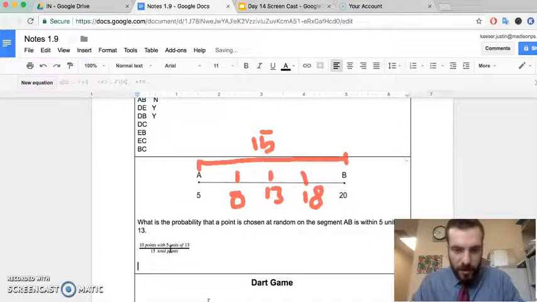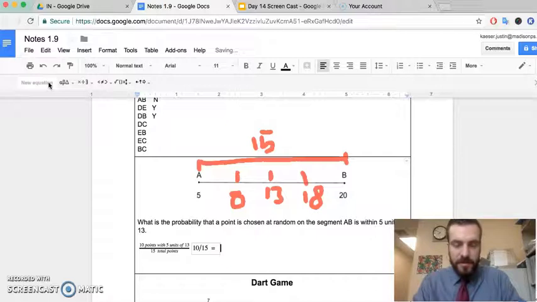So our answer is simply just 10 over 15, which we can simplify to, well, that equals 2 over 3, or 66.7% if you want to round.